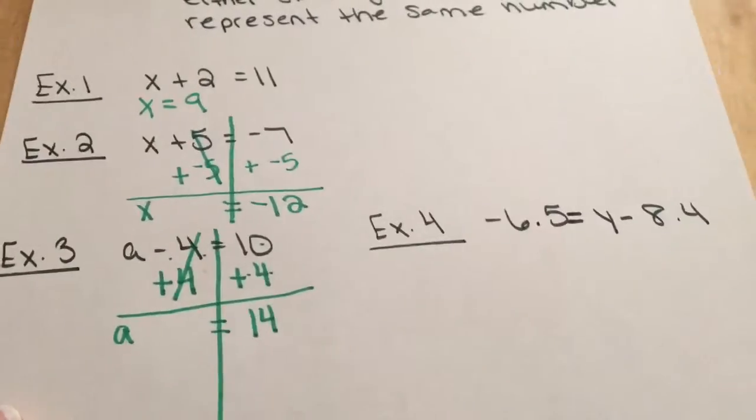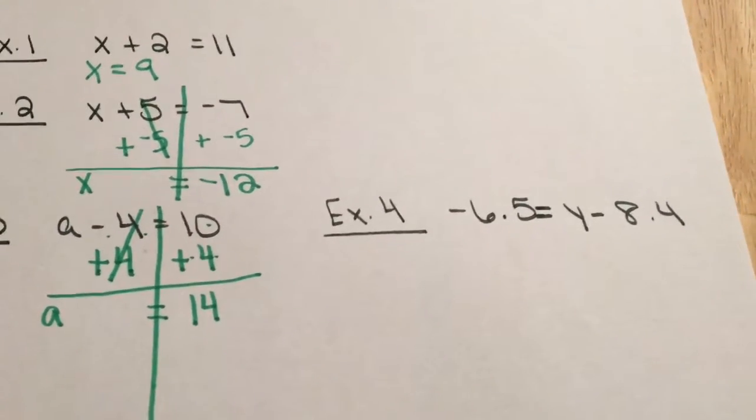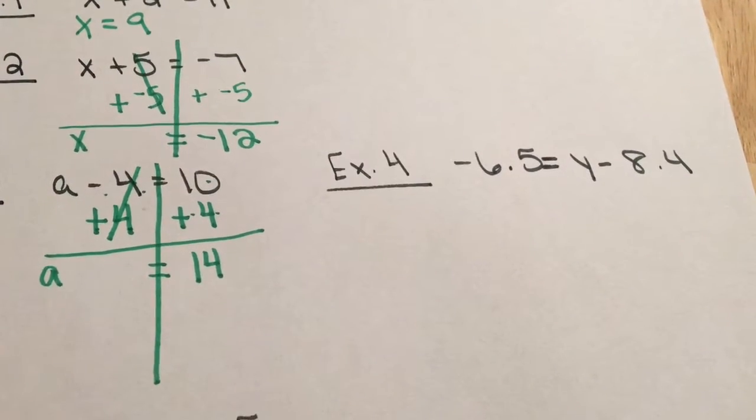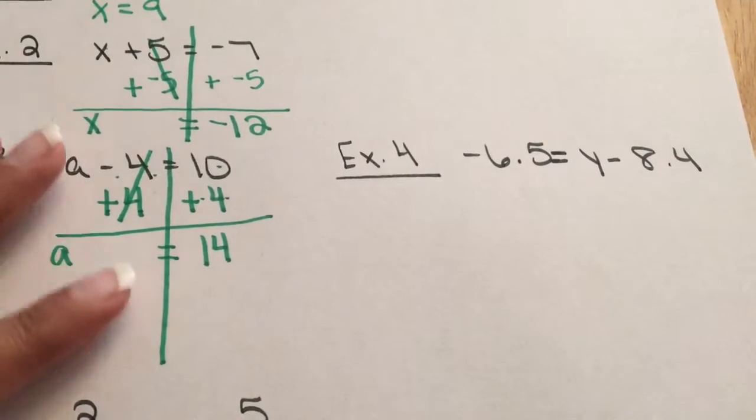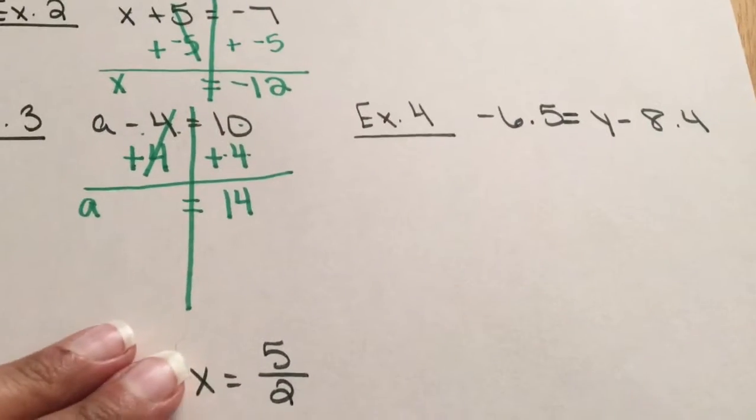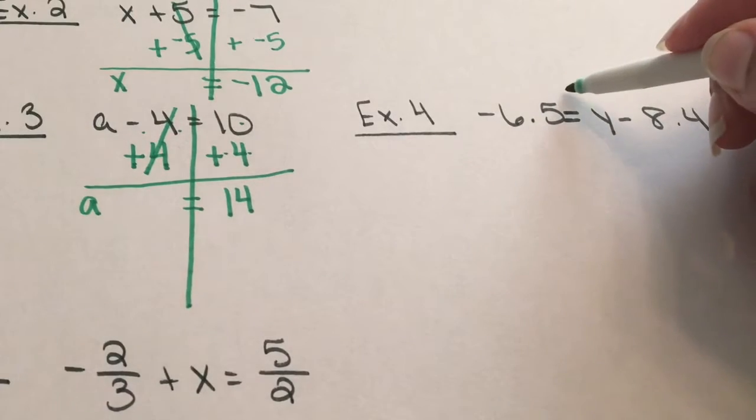Okay, moving on to example 4. We have negative 6.5 equals y minus 8.4. So two things changed here. One, I notice my variable's on the other side. That's okay. The second thing we notice is that we're dealing with decimals. So guess what? There's going to be a surprise later. But right now, if we look at this, we're just going to solve this the exact same way.